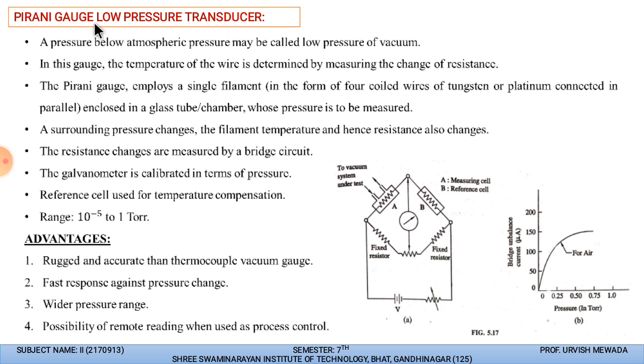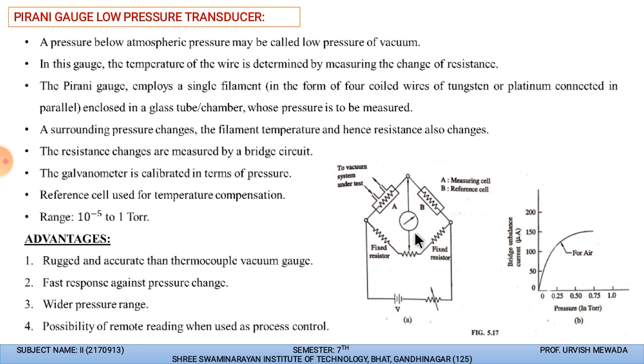So let us discuss the Pirani gauge as a low pressure transducer. A pressure below atmospheric pressure may be called a low pressure or vacuum. In this gauge, the temperature of the wire is determined by measuring the changes of resistance. We already discussed that we have the four balanced resistances. When we have not applied any pressure, the resistances of each arm will be equal, that is, will remain the same.